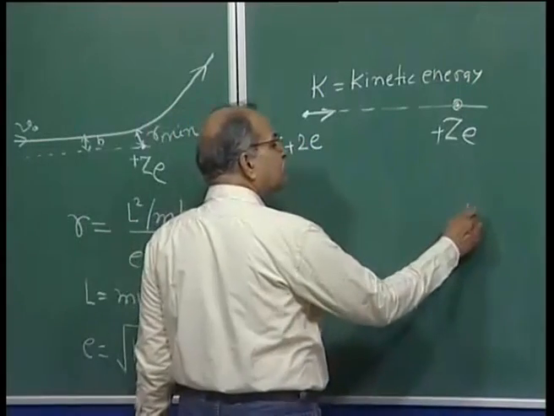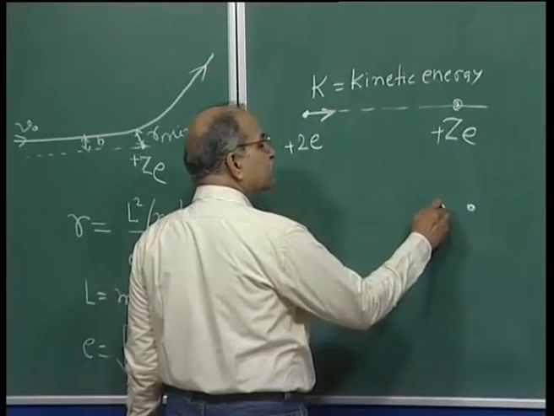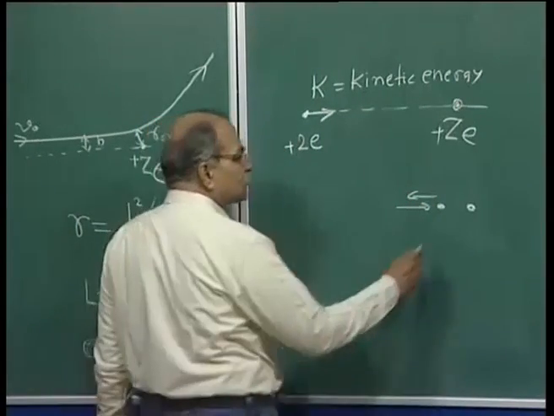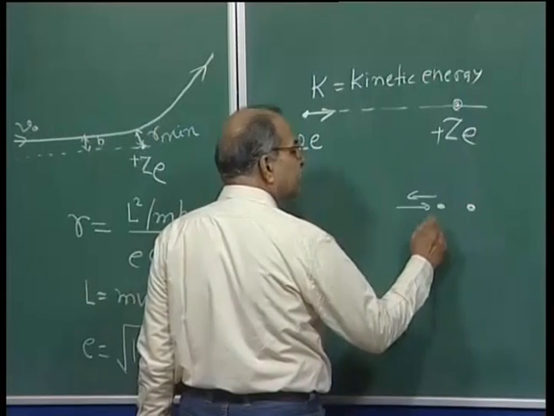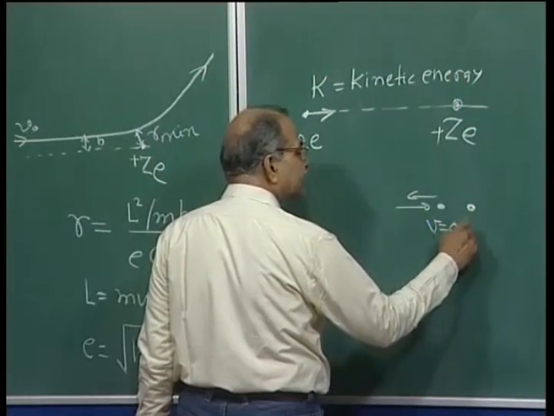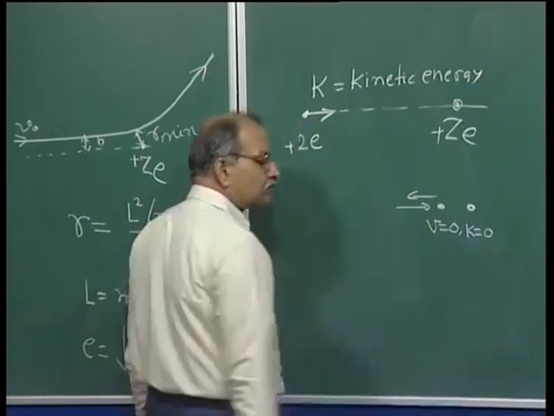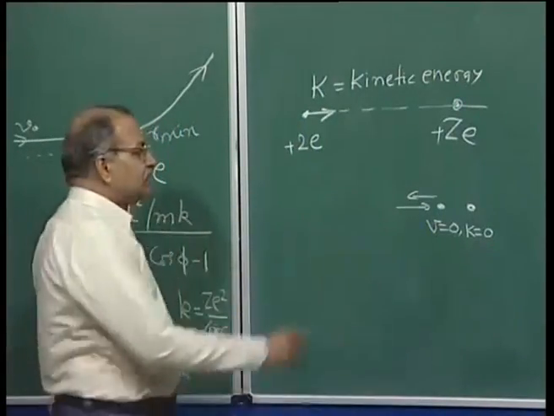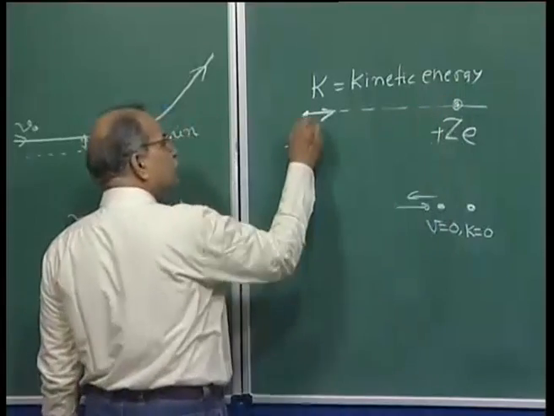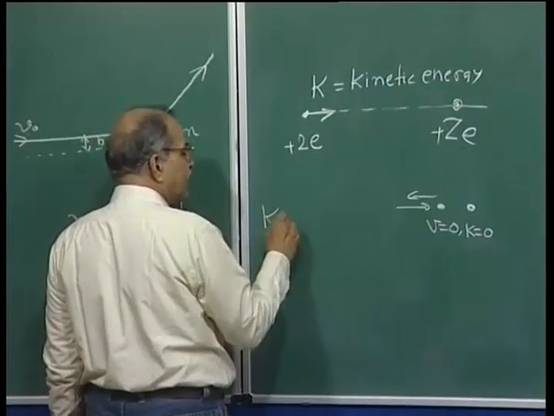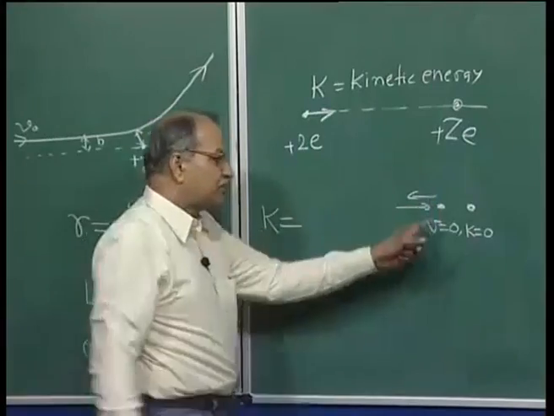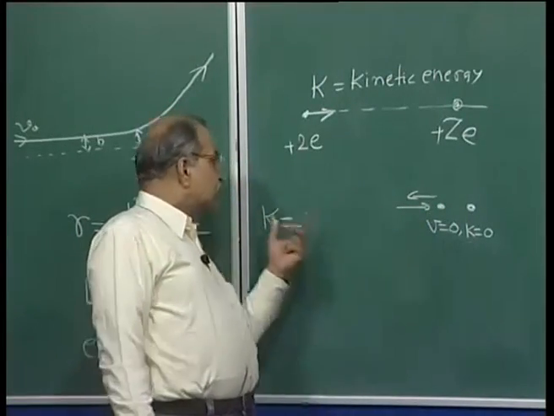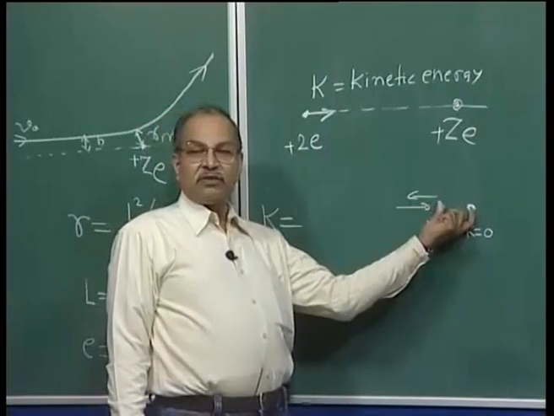So, I am looking for that minimum distance. When it reaches that minimum distance and it is now returning, this is that R minimum, and at this point the velocity is 0, kinetic energy is 0. So, you can use the usual energy conservation. Initially the total energy is only kinetic energy K, and when it reaches the minimum distance, the kinetic energy becomes 0, and all this original kinetic energy is now potential energy.